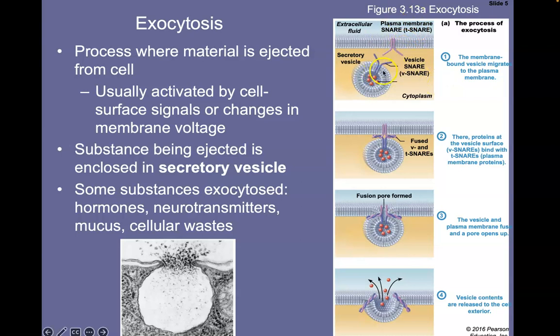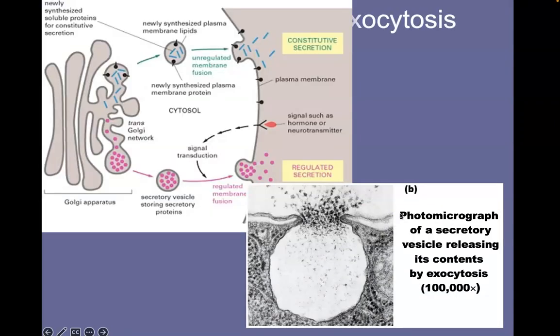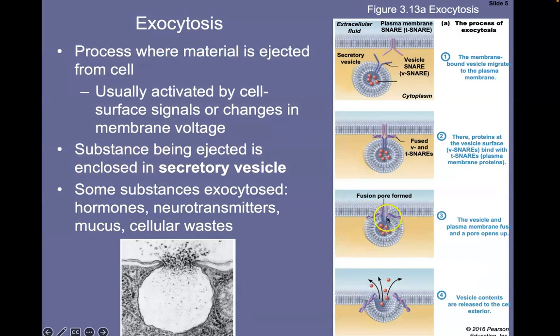And so what ends up happening is that the V snare protein on the secretory vesicle will bind to the T snare protein on the plasma membrane. And once those proteins fuse, that will literally allow this portion of the membrane to fuse with the outer membrane of the cell, and then release that substance. And then this membrane will just become part of the exterior of the cell.